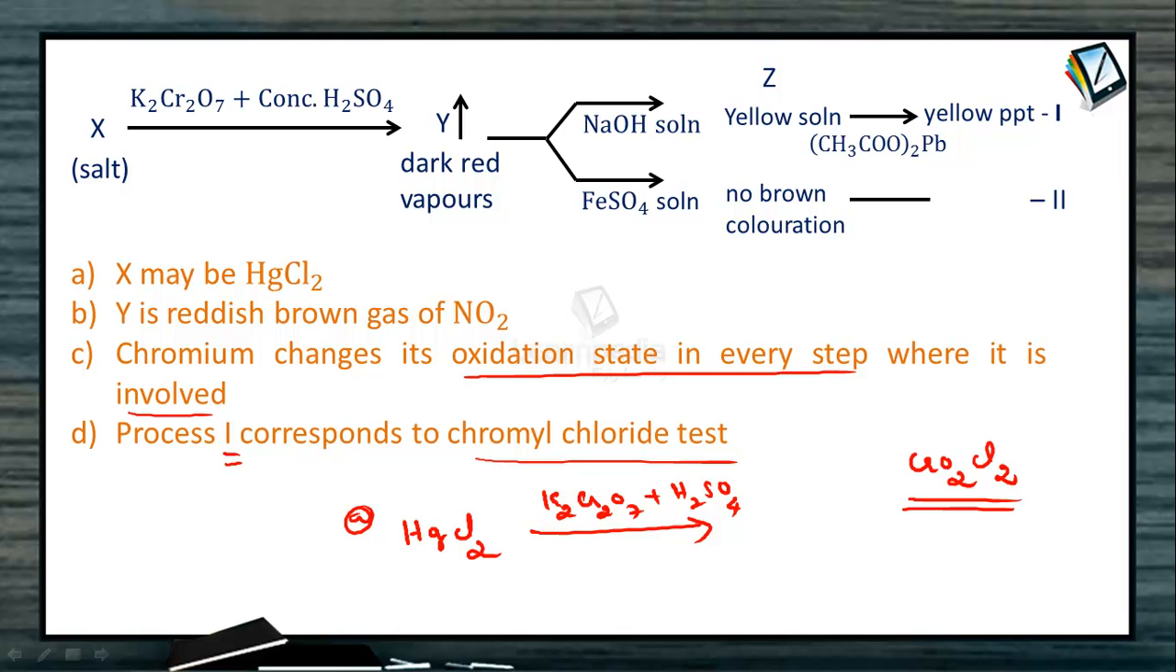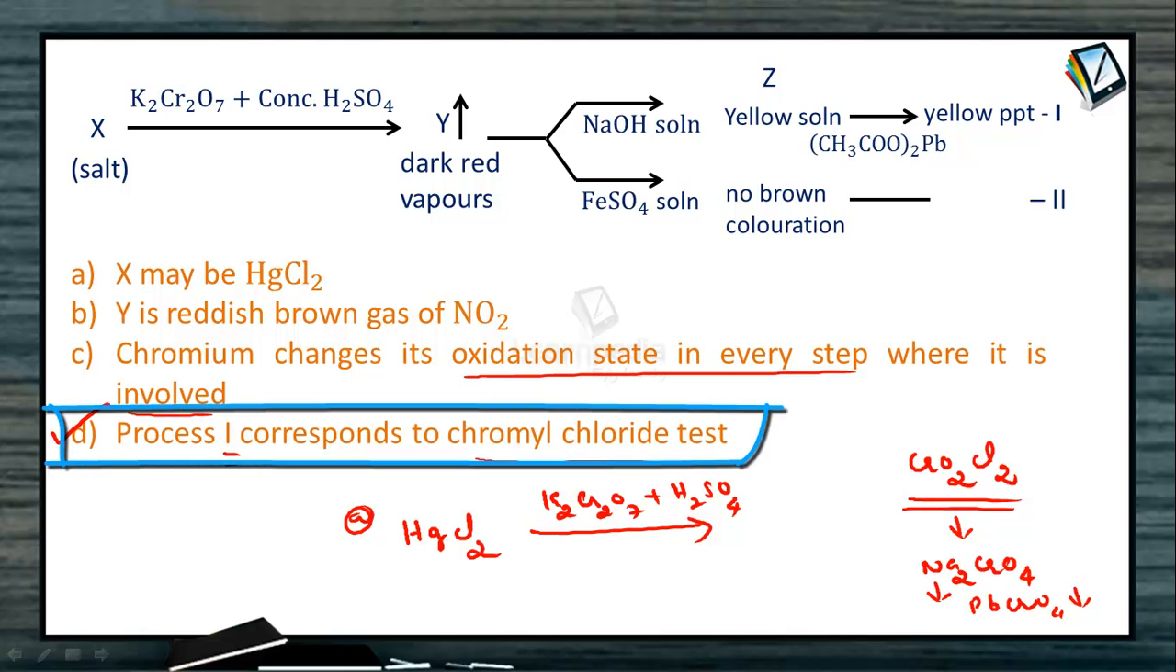This chromyl chloride vapor is dark red. When passed into NaOH solution, a yellow solution of sodium chromate is formed, and this yellow solution of sodium chromate with lead acetate is expected to give lead chromate, a yellow precipitate. So process 1 corresponds to the chromyl chloride test, which is given in option D. Therefore, D is the answer.